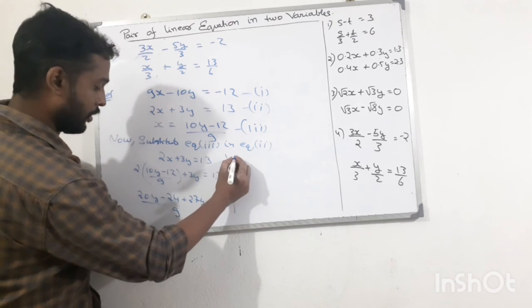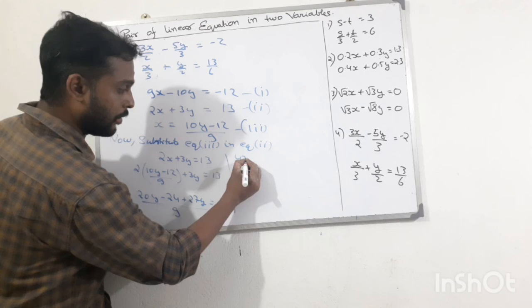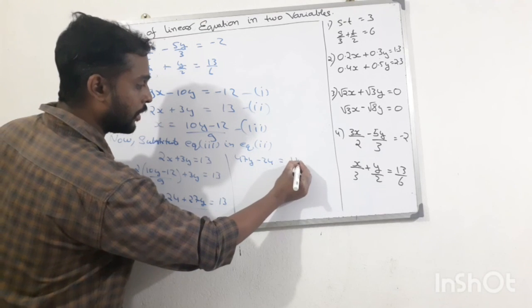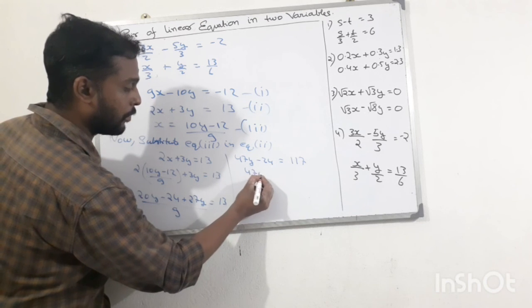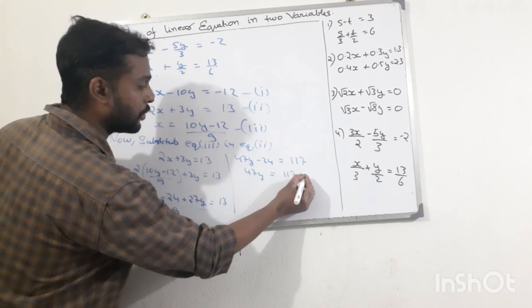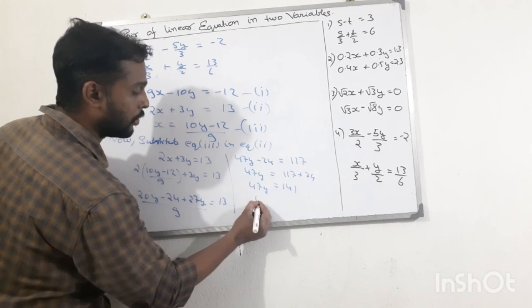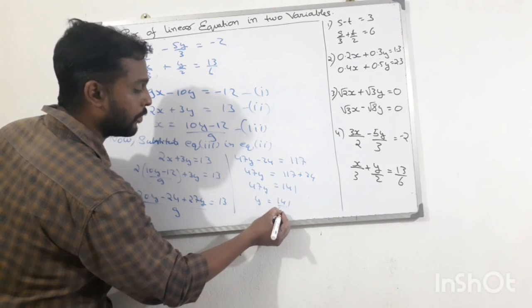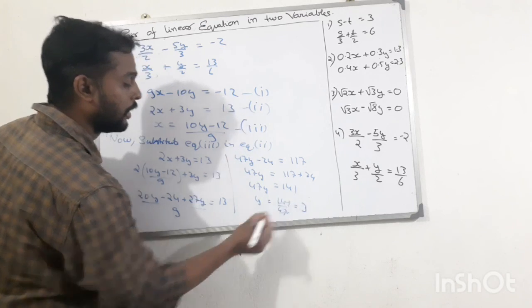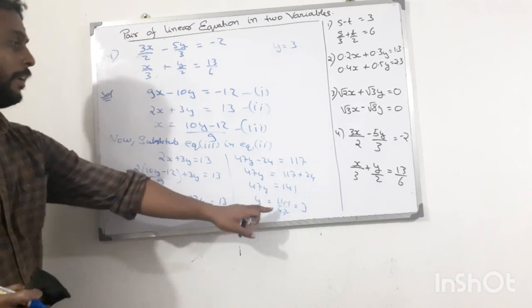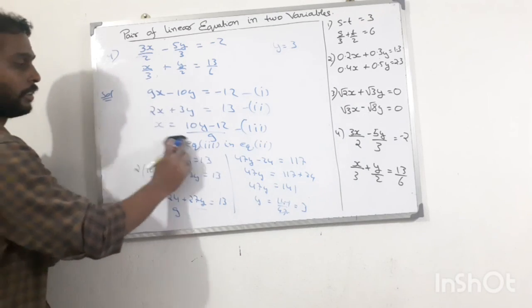So 20y plus 27y, that is 47y, minus 24 is equal to 117. So 47y is equal to 117 plus 24. So 47y is equal to 141. So y is equal to 141 divided by 47, which is 3. So we get the value of y. The y value is 3. So now putting this y value in equation 3.